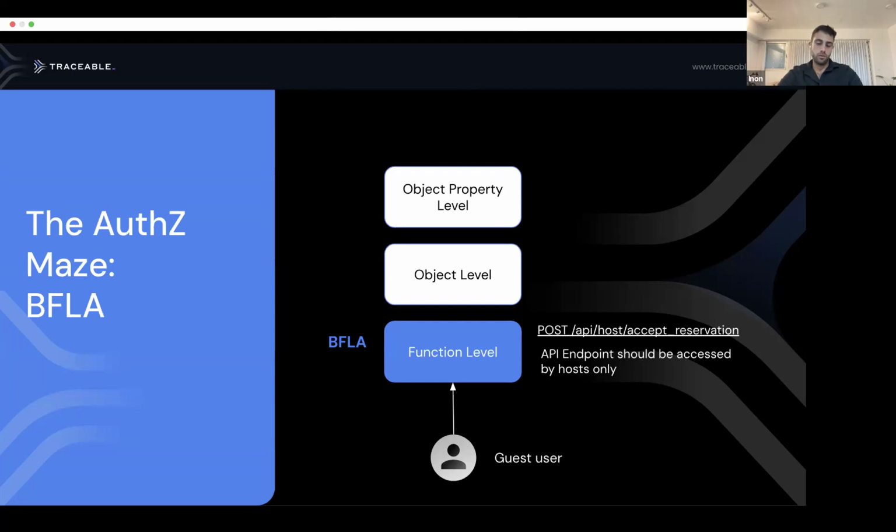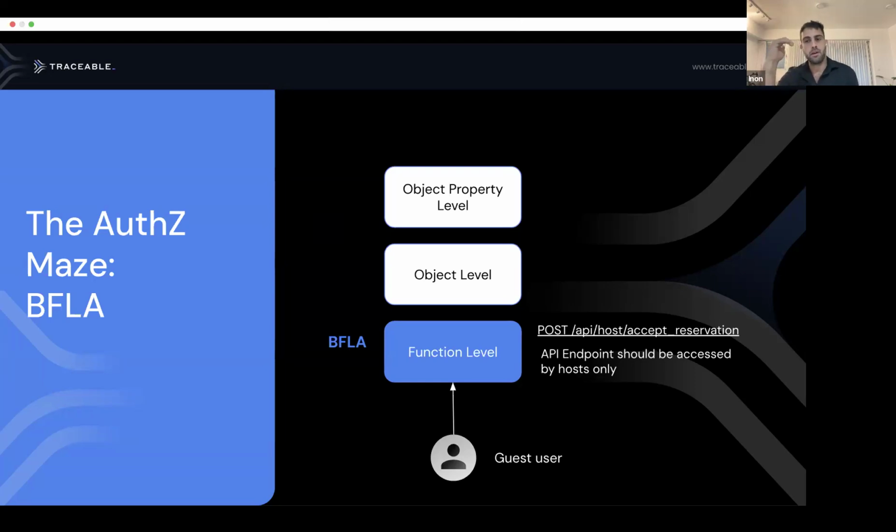If you want to make a reservation and book a property, there is a process where the guest has to send a reservation request, and then the host has to accept it. The host might receive different reservations for the same day, and they need to accept only one.